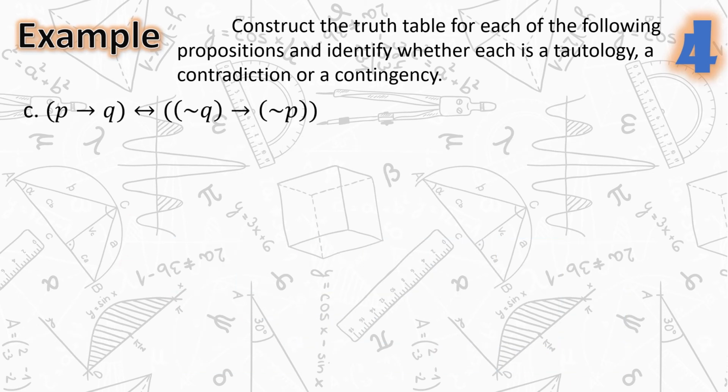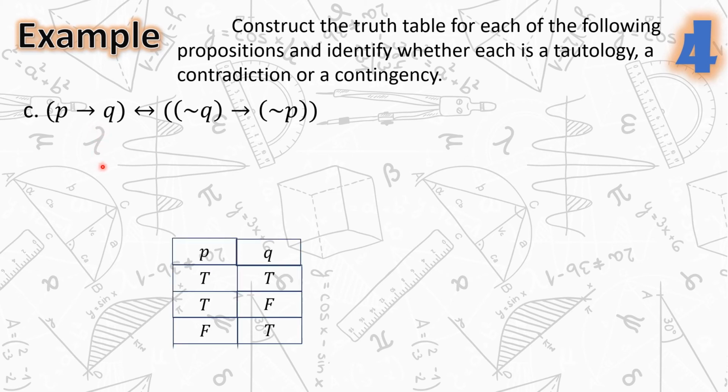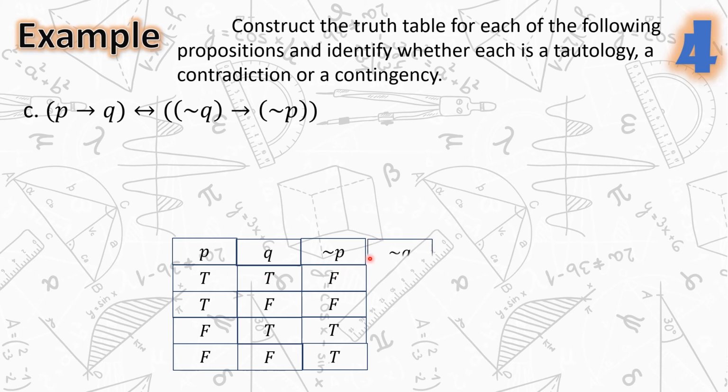Next, let us proceed to letter C. If P, then Q, if and only if not Q, then not P. Or P implies Q if and only if not Q implies not P. So we have again two simple propositions, P and Q. Then we have 4 rows in the possible combinations. Next column, let us have not P. If P is true, not P is false. If P is false, not P is true. Next column, let us have not Q. If Q is true, not Q is false. And if Q is false, not Q is true.